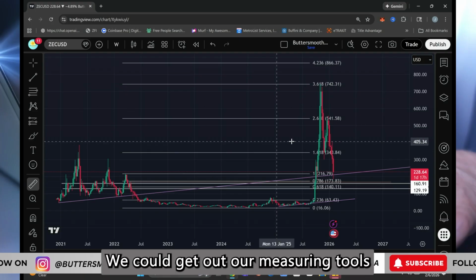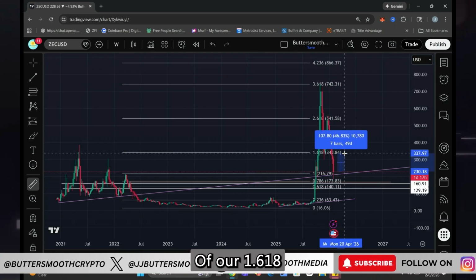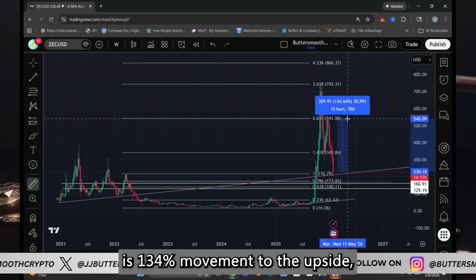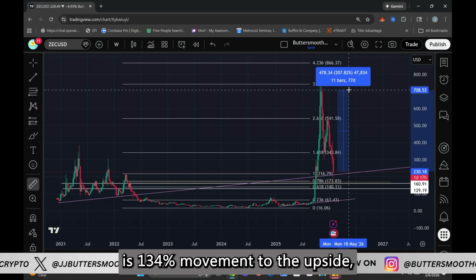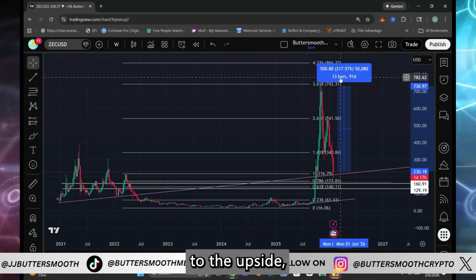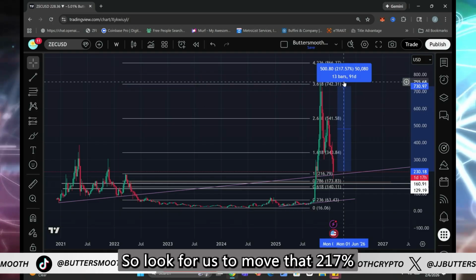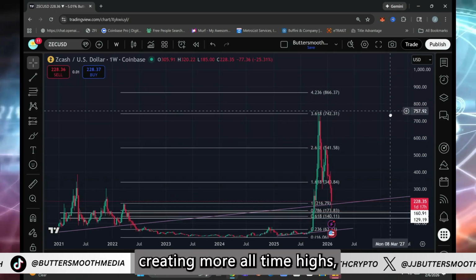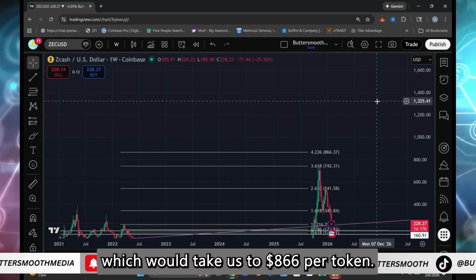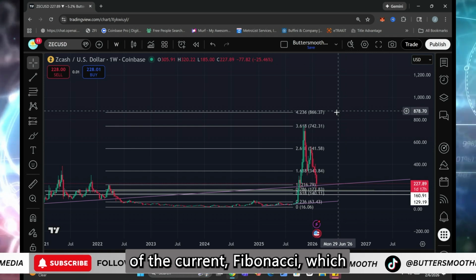We could get out our measuring tool. Roughly from current price action to our first movement of our 618 is a 46% movement to the upside. To our second movement of the 618 is a 134% movement to the upside. And our third movement of our 618 is a 217% movement to the upside, which is our previous all-time high. So look for us to move that 217% and truly start creating more all-time highs, which would take us to $866 per token, and that's our last movement of the current Fibonacci.